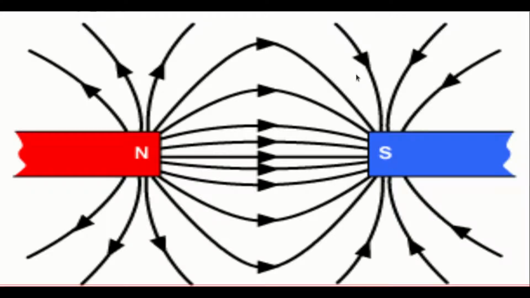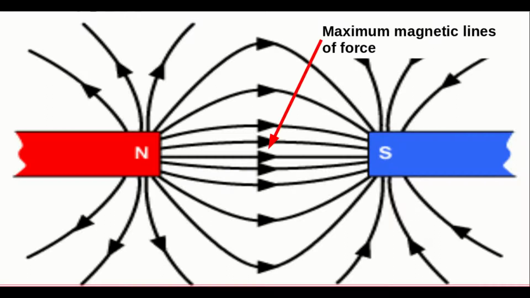This shows the magnetic lines of force starting from the north pole to the south pole, and the magnetic flux density, that is magnetic power, is more at this area, and on top and bottom the magnetic lines of force or flux density is very weak. This is the main idea that we have to keep in our mind. At the center there are maximum lines of force.